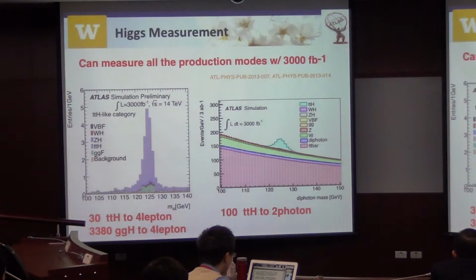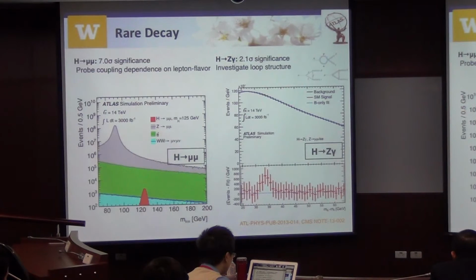So that also means if you see some anomaly in the production of this channel, this is going to be extremely exciting. And just to give you a reference number, at that time we will have roughly 3,400 Higgs to ZZ to 4 lepton events to study the fine distribution of this production and decay channel.